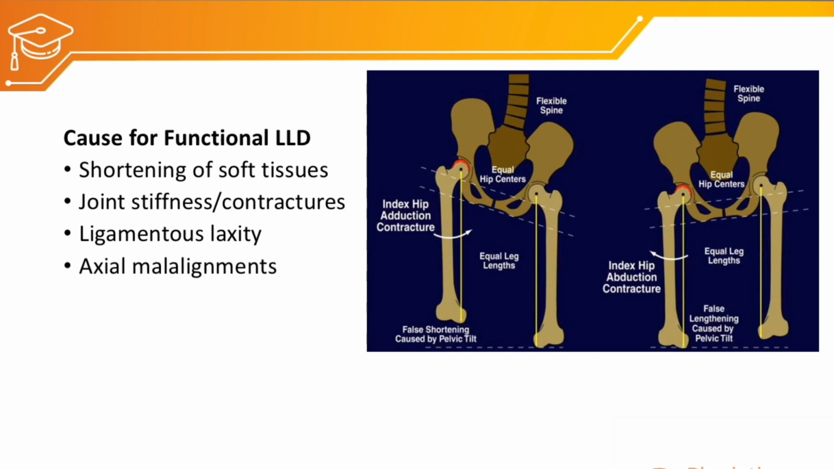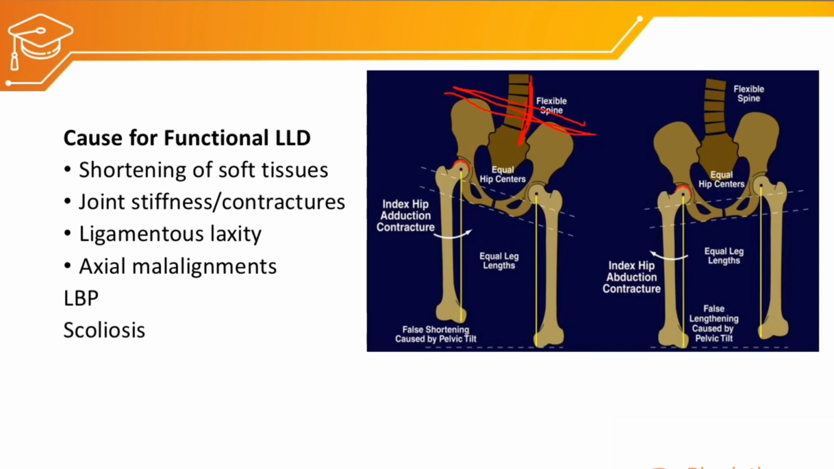For example, here you can see in the picture there is a scoliosis, and also there is a lateral tilting of the pelvis or lateral bending of the pelvis. These are some of the axial malalignments which can cause limb length discrepancies. Low back pain and scoliosis are some of the malalignments.